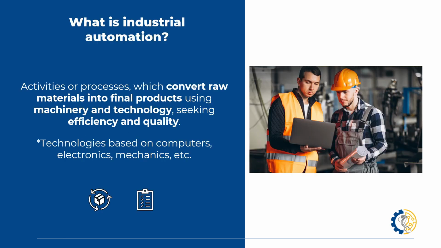Now, I'm going to explain this to you. These are the activities or the compound processes which convert prime material, and that's where we should focus on these three words: convert prime or raw material. And then after this, they turn into final or end products by using machinery and technology, looking for efficiency and quality. It says here, technology based on informatics, electronics, mechanics, etc.